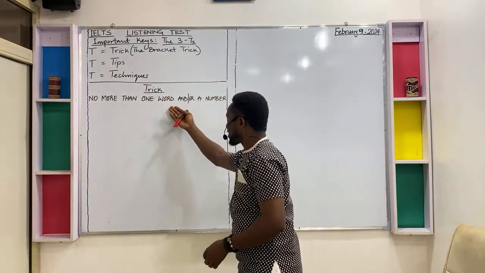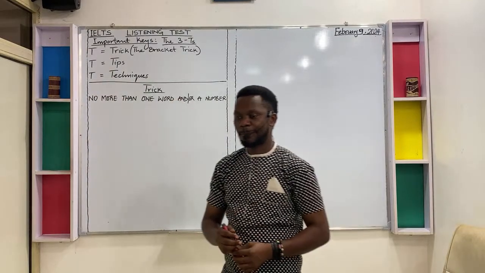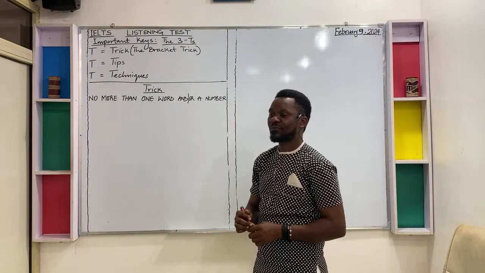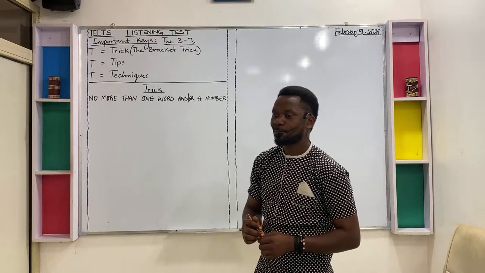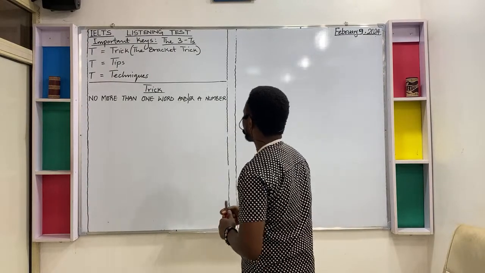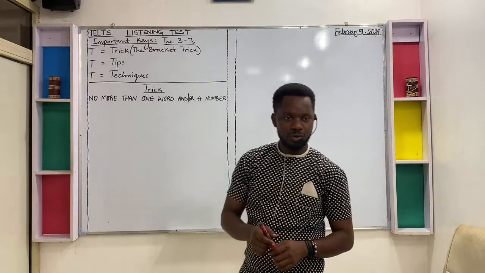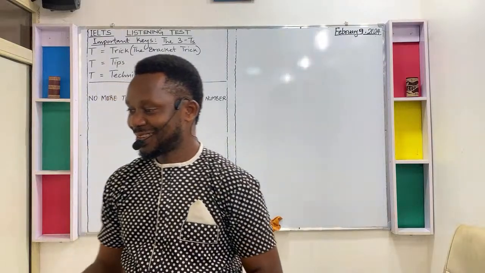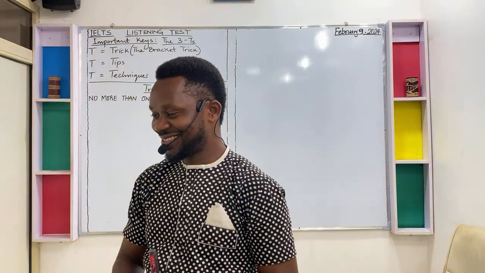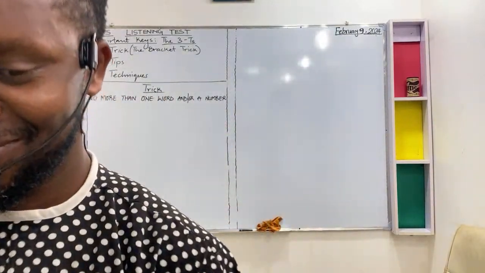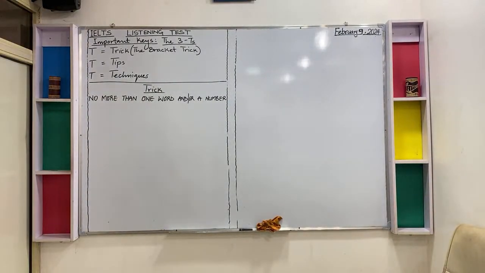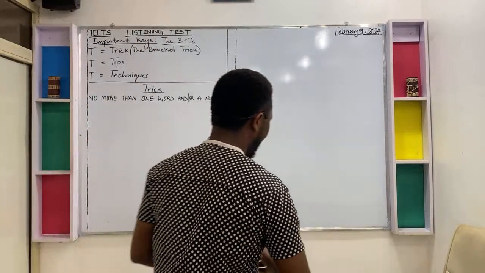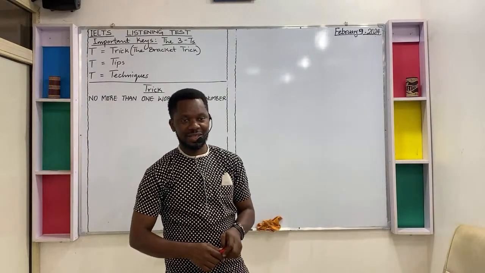Please, can you interpret this instruction? It means you should write only one word or one number. I'm repeating what you said. Thank you so much. The same thing she said. Either you write a word or a number. It's either you write a word or you write a number.